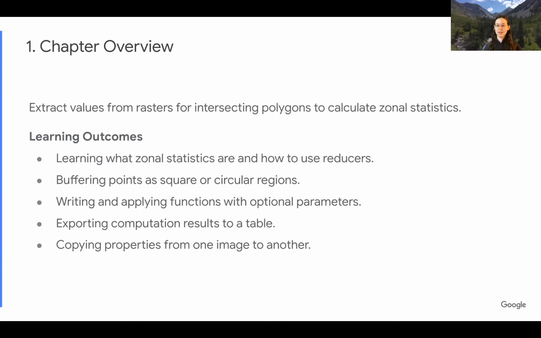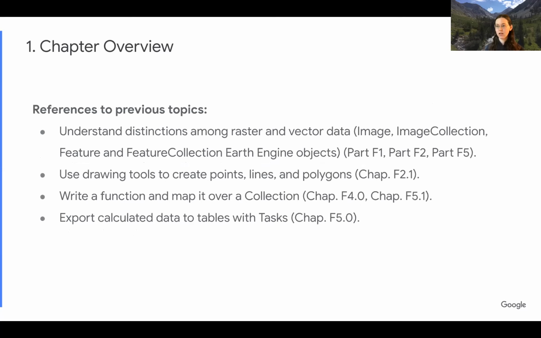So our learning outcomes are to learn what zonal statistics are and how to use reducers, buffering points as square or circular regions, which we did a little bit in the last chapter, writing and applying functions with optional parameters, exporting those computation results to a table, and copying properties from one image to another.